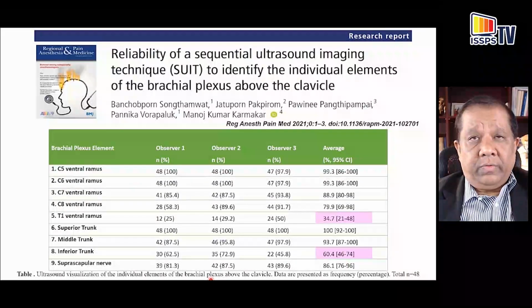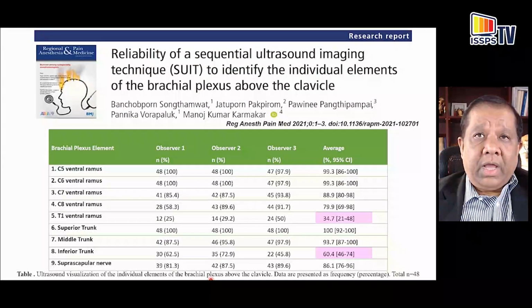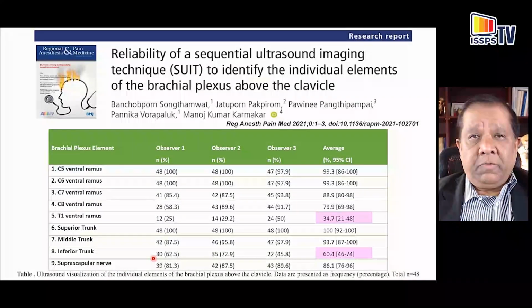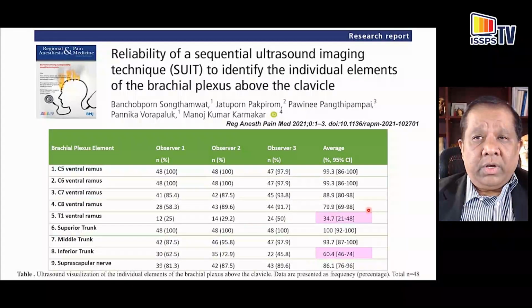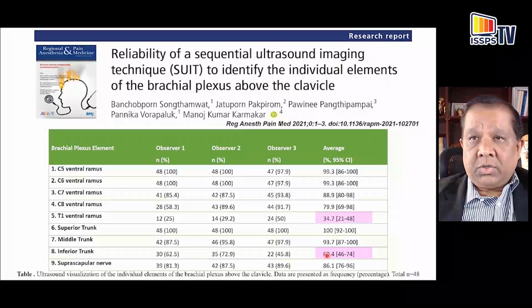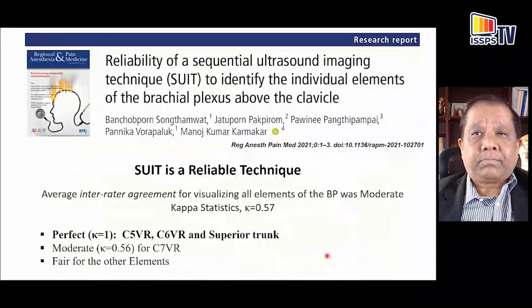In a recent publication, we've also demonstrated that SUIT is a reliable technique. You can accurately identify the majority of the neural elements, particularly the C5 ventral ramus, the C6, C7, and the C8 ventral ramus, including the superior trunk, the middle trunk, and suprascapular nerve in 80 to 100% of individuals. The T1 and the inferior trunk are more difficult to identify, but even these elements are seen in about 40 and 60% of individuals respectively, as we did in this cohort of volunteer scans.